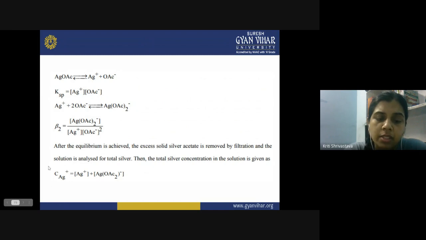How would you give the total silver concentration? Silver is involved. First of all, it is in the ionic state in the solution, so you will write Ag plus. Plus, it is also forming a complex here, AgOAc2 minus. Even if it is forming a salt, it is sparingly soluble and exists in the ionic state. So you can write down the total concentration of silver by this expression.